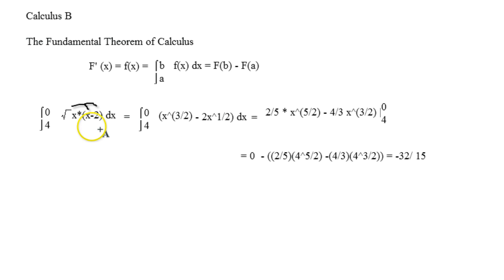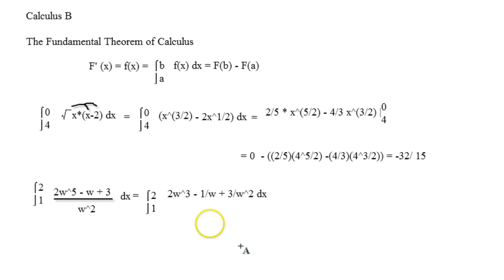Alright, now taking a look at another one right here. Okay, so when we're working on this integral from 1 to 2 of 2w to the 5th minus w plus 3 over w squared, I would strongly recommend, you can't do integrals of division type problems, so try dividing everything by w squared. Okay, because now that we have 2w to the 3rd minus 1 over w plus 3 over w squared, we can actually treat this as a really nice problem to work out all our computation.